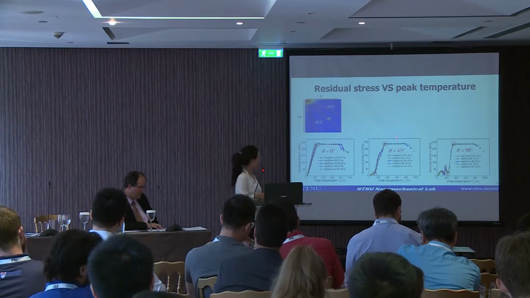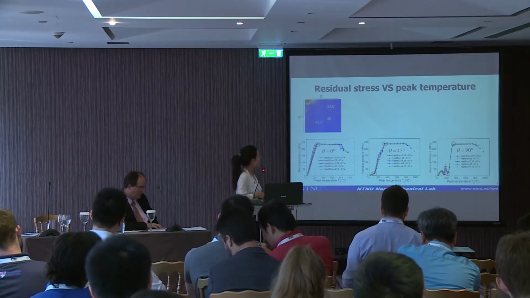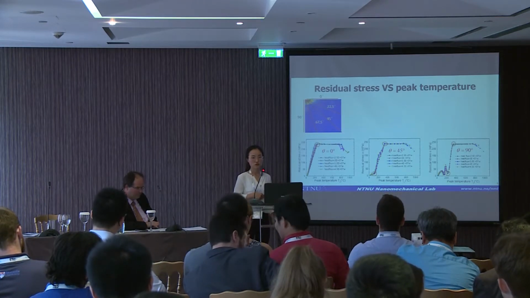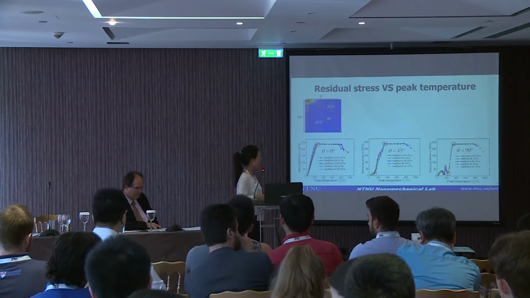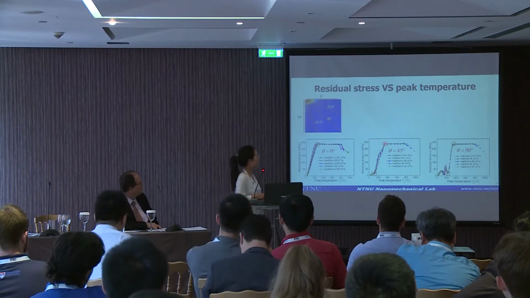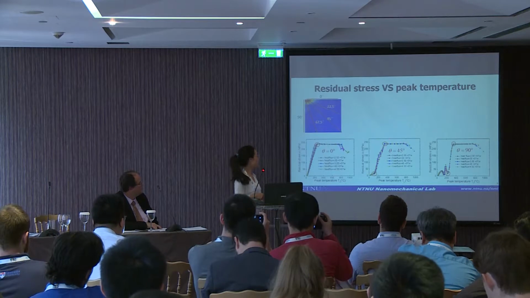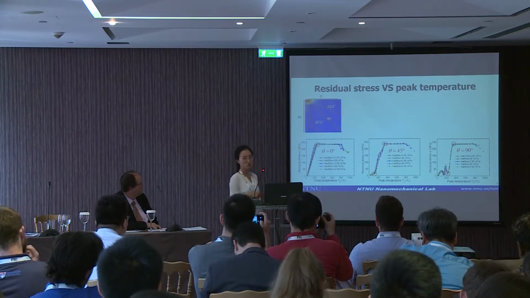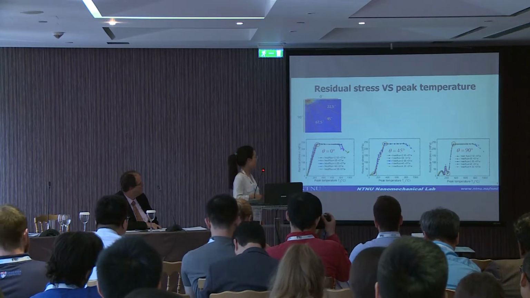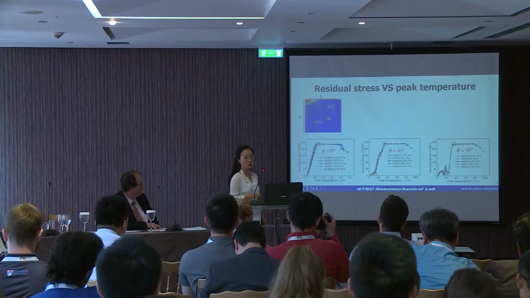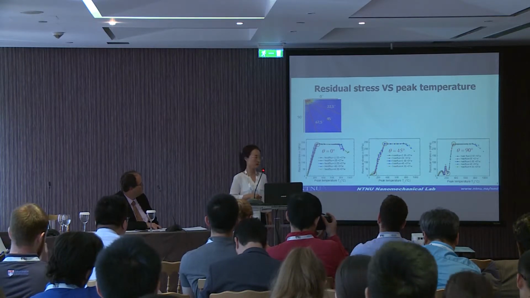First, this is the first critical temperature. It divides the model into a yield zone and a transition zone. It means if the peak temperature of the node is higher than this temperature, then the material yields. If the temperature is lower than this temperature, it is in the transition zone. And the second critical temperature is here. The residual stress at this point is about 20 megapascal.